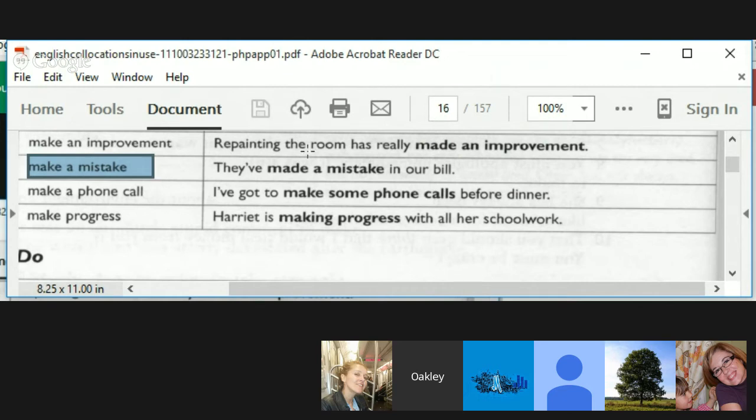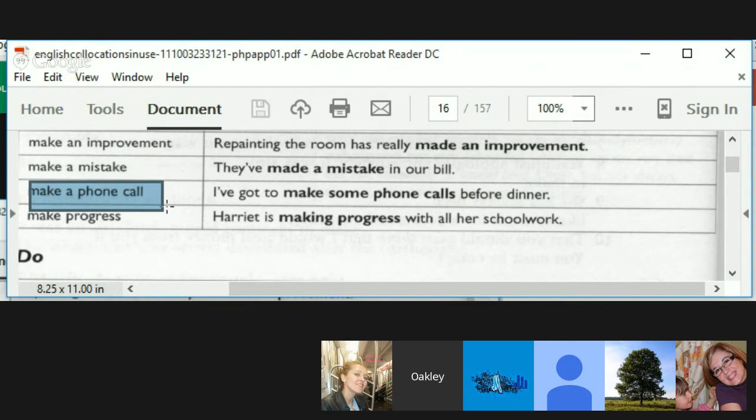Again, I'm trying to speed things up here. All right, next one. Make a phone call, Mustafa. Okay, I'm here. Make a phone call. I've got to make some phone calls before dinner. What else can you make besides phone calls? Anything similar to phone calls? No, nothing in my mind.